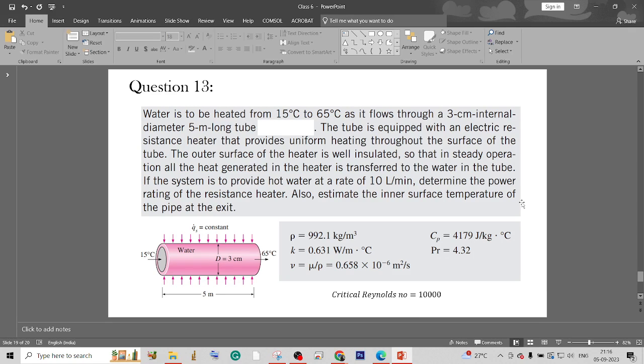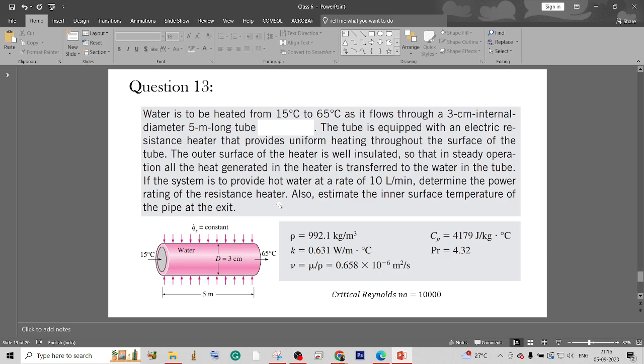So for this, water is to be heated from 15 to 65 degrees Celsius. Water will be passing inside the pipe. The internal diameter of the pipe is 3 centimeter. It is 5 meter long. The tube is equipped with an electric resistance heater that provides uniform heating through the surface. So the constant heat flux is given, as we can see in the diagram also. The outer surface of the heater is well insulated so that for steady operation, the heat generated in the heater is transferred to the water in the tube. If the system is to provide hot water at a rate of 10 liter per minute, determine the power rating of the resistance heater.